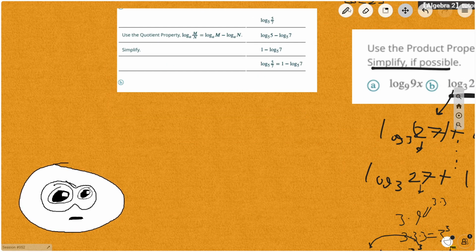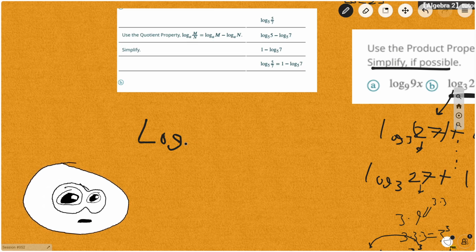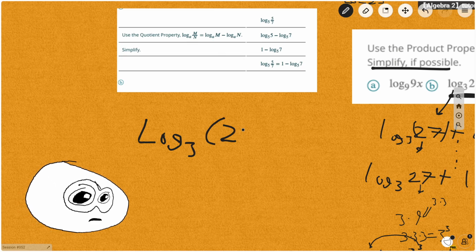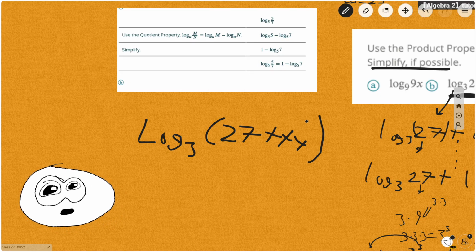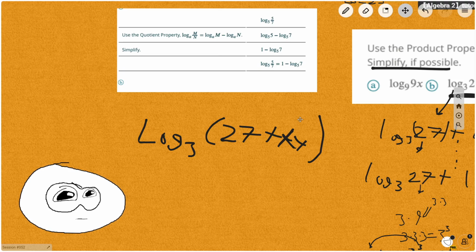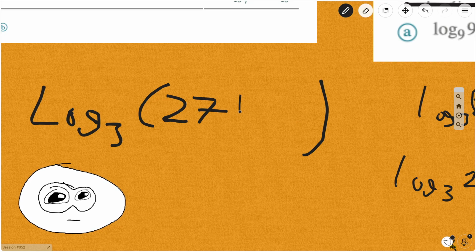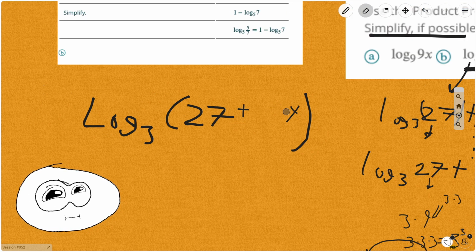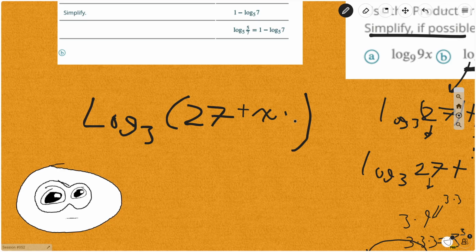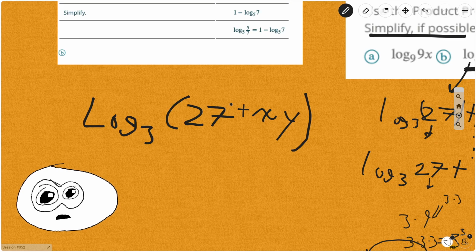So, if you have something like log 3, and then instead of being multiplied, what if it was 27 plus xy, right? If you have something like that, oh, well, that's a little messy. Hold on, let me clean this up. Plus xy. There we go. That's still too small. Okay. Could you have done the same process? The answer is no, because what you have here is a plus.